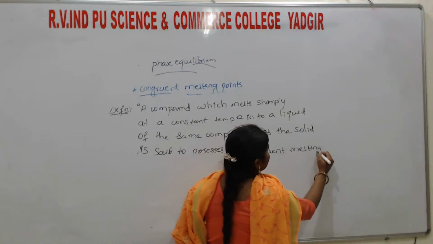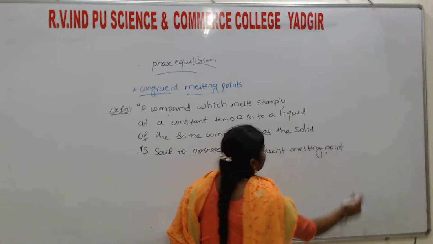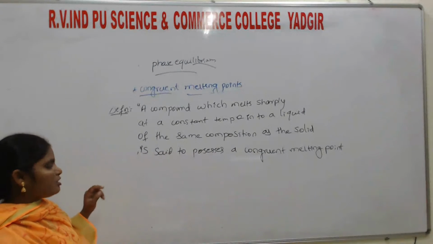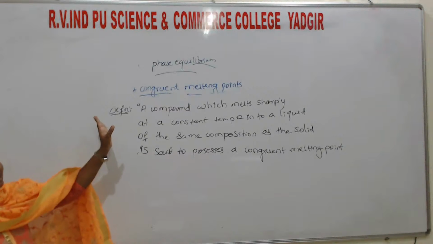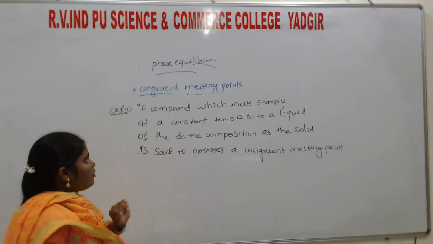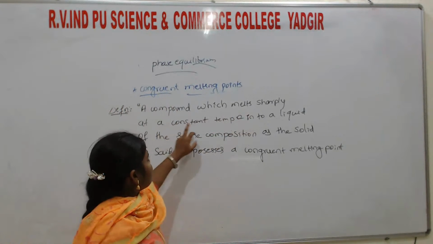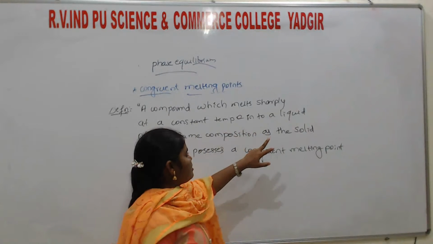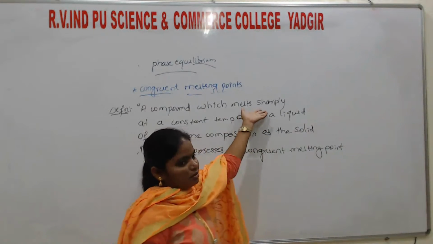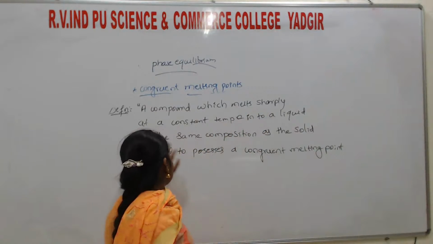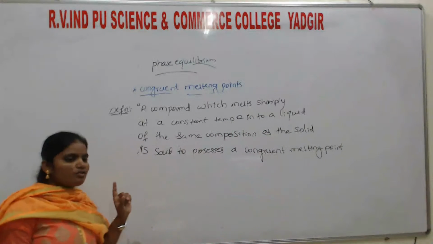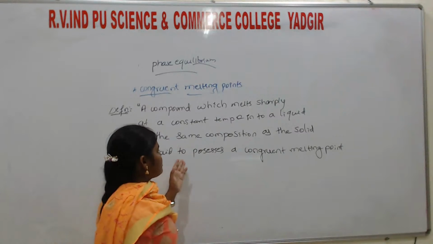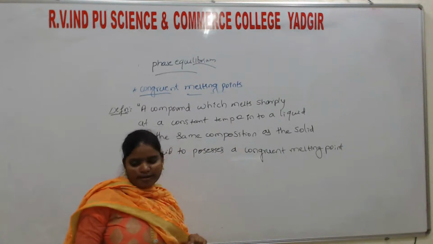This is the congruent melting point definition. In an examination, a one-mark question is asked: congruent melting point. A compound which melts sharply at a constant temperature into a liquid of the same composition as the solid is said to possess a congruent melting point.